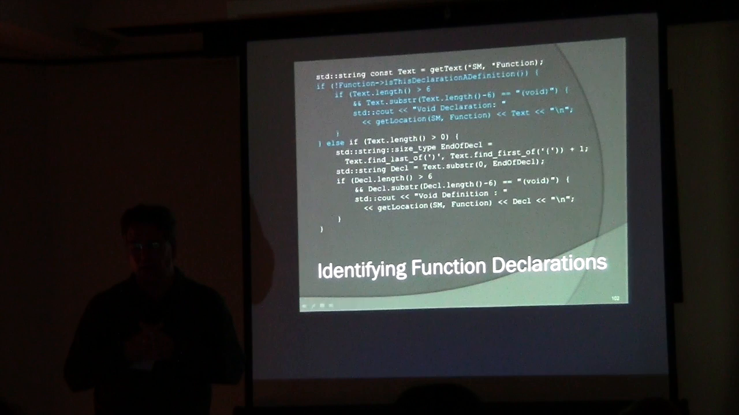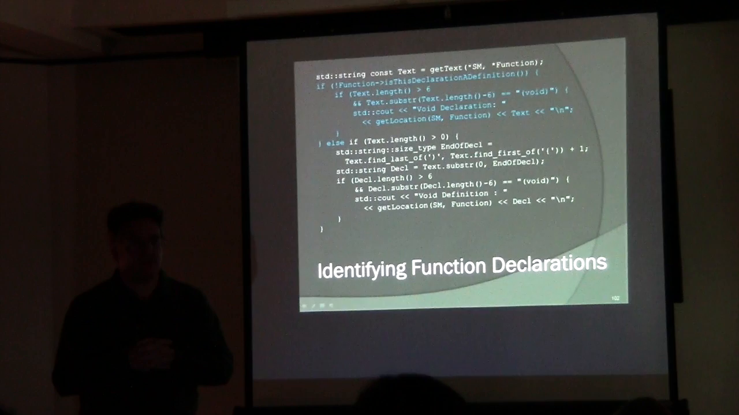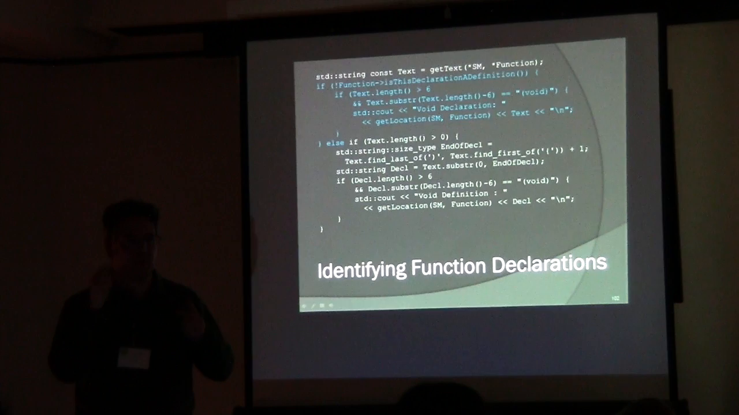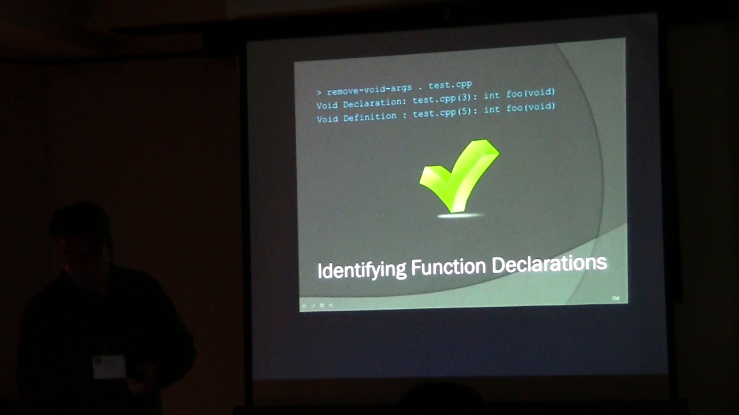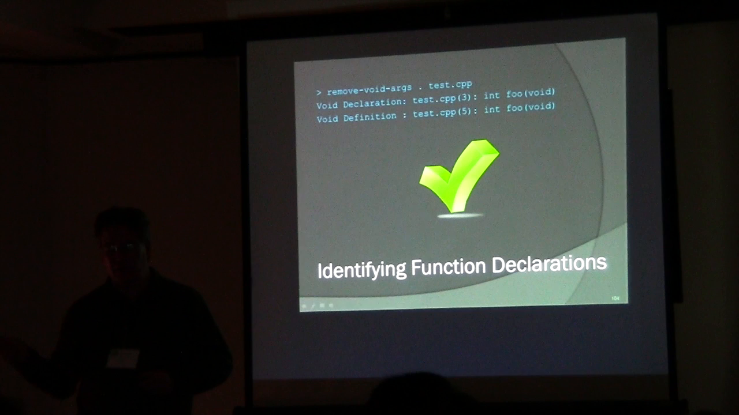So there's another method on the function node. It's actually the function decl node. My local variable is called function. That says whether or not this declaration is a definition or not. So we can use that. And we can say, if it's a declaration, then let's print out that we matched a declaration. If it's a definition, let's print out that we matched a definition. So once we do that, it says, hey, I found one declaration on line 3, and the declaration was int foo(void). I found a definition on line 5, and that also had int foo(void).